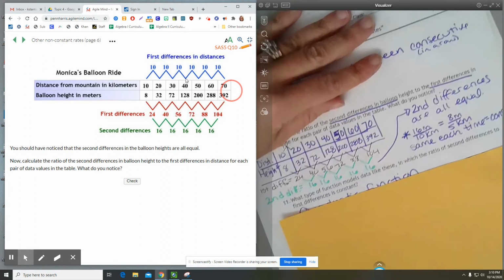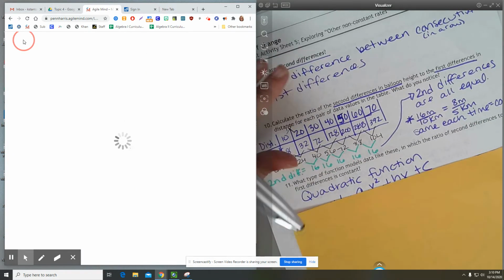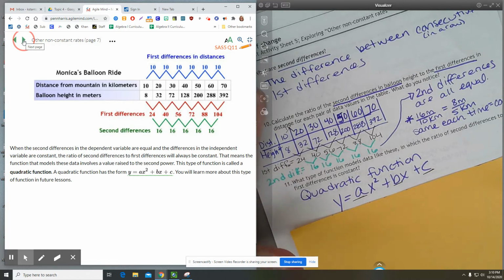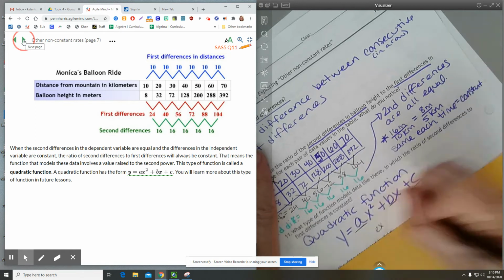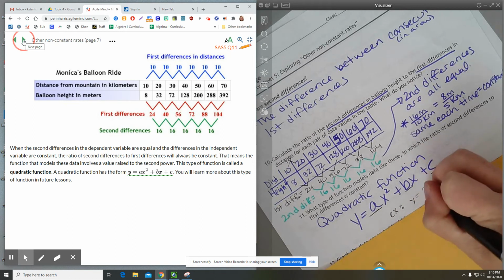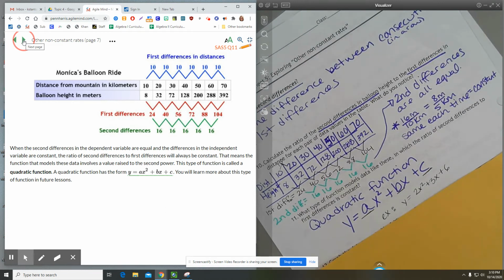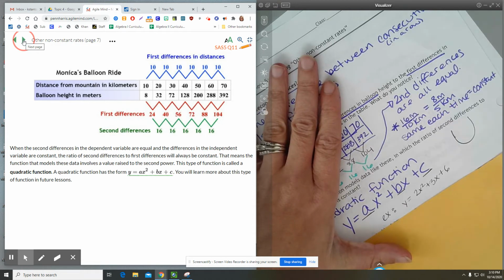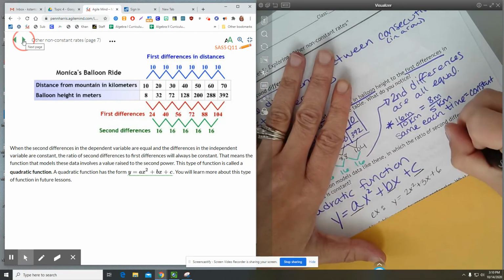And what this models, ladies and gentlemen, is what we call the quadratic function, and that formula is y equals ax squared plus bx plus c, where a, b, and c are numbers. An example of this equation would be something like y equals 2x squared plus 3x plus 6. The shape this graph may take is either a U shape or an N shape. Those are the two shapes that this graph can take. It's one or the other.